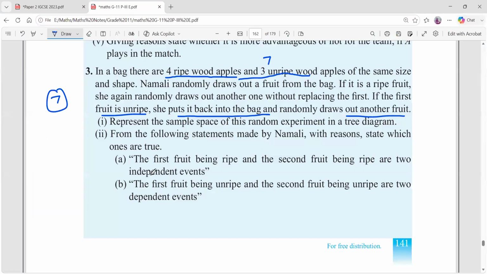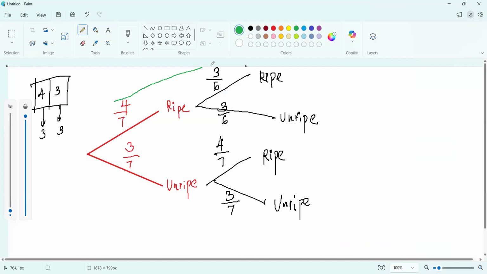Something different. Now they ask the first fruit being ripe and the second fruit being ripe, two independent events. Both are ripe. Which branch? First one ripe and the second one ripe. This branch, no? So what is the probability? You have to multiply 4 over 7 into 3 over 6.